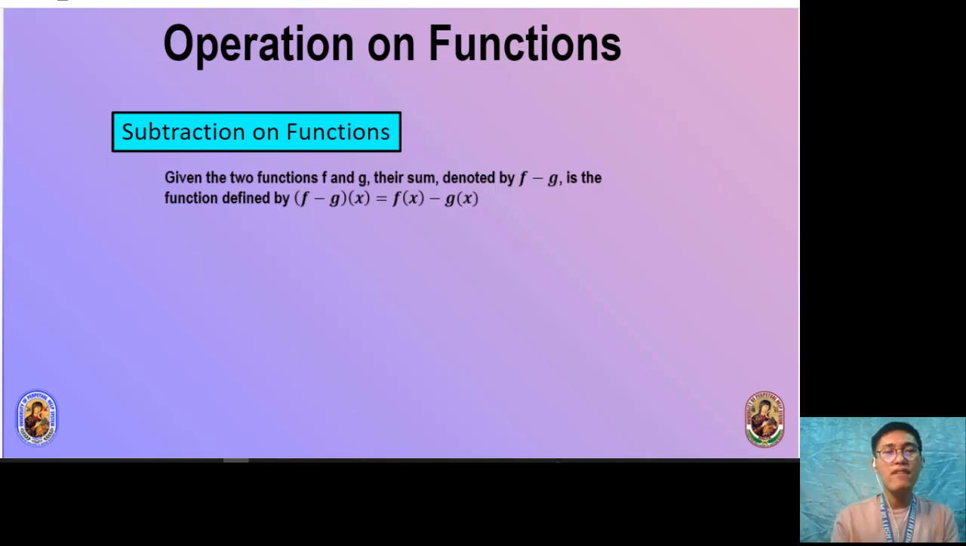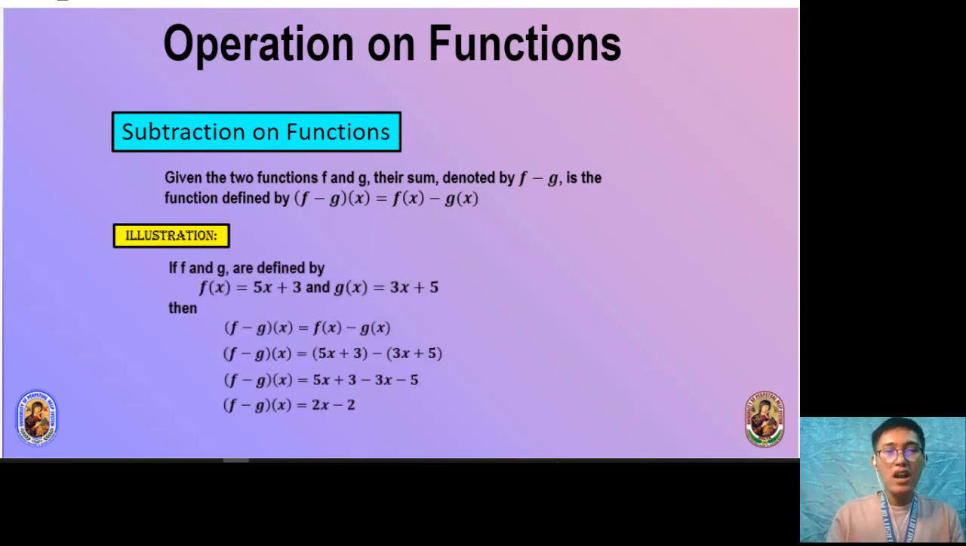Given the two functions f and g, the difference is denoted just like in addition. f minus g is the function defined by f minus g of x is equal to f of x minus g of x. Here, what is different is that the sign in the subtrahend can be changed, but in addition, the sign in the subtrahend cannot be changed because it is positive. While if it's negative, there will be a different result there, because when you multiply negative with negative, the resulting product will be positive.